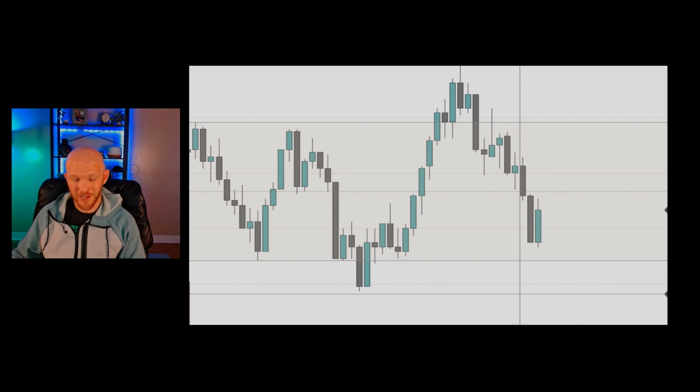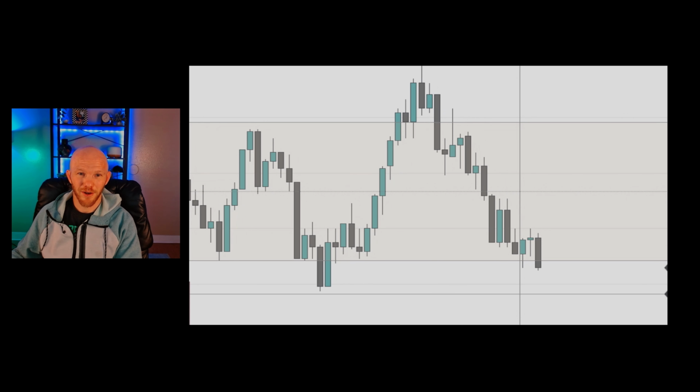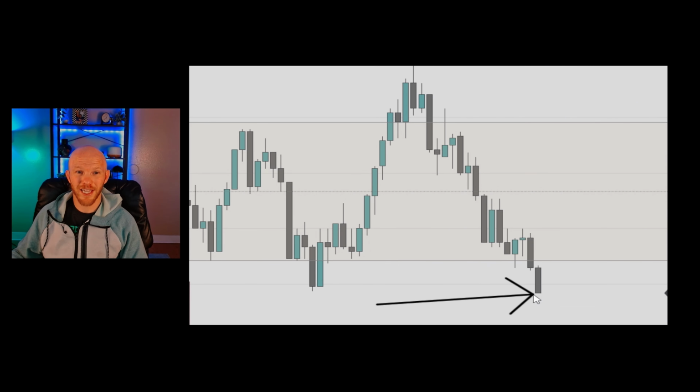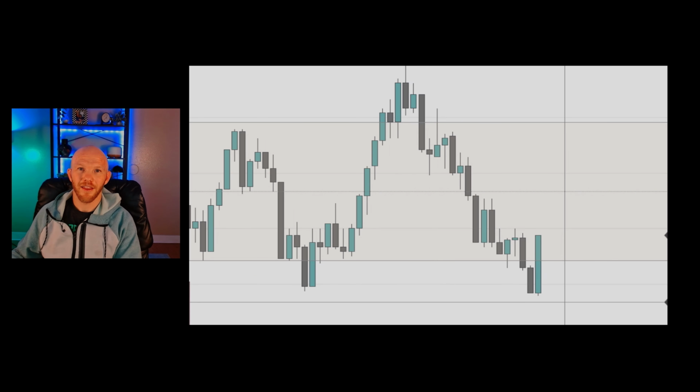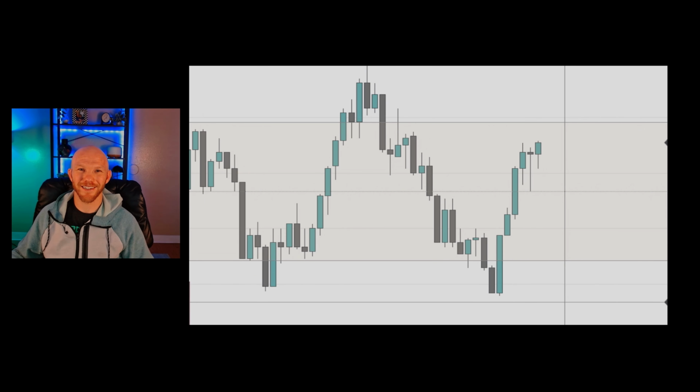And yet again, here we come to the bottom of the range. Oh man, is this going to be a breakout? Look, those candles are down there at the bottom. Where do our probabilities lie? In fading the move. There we go, right back into the range.